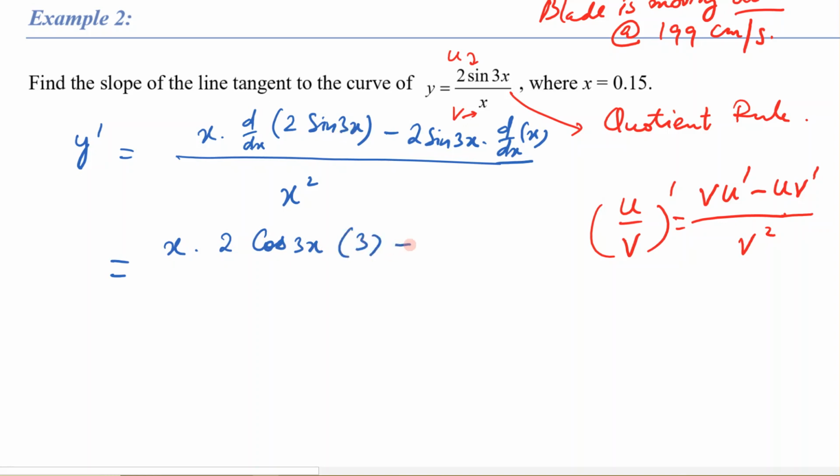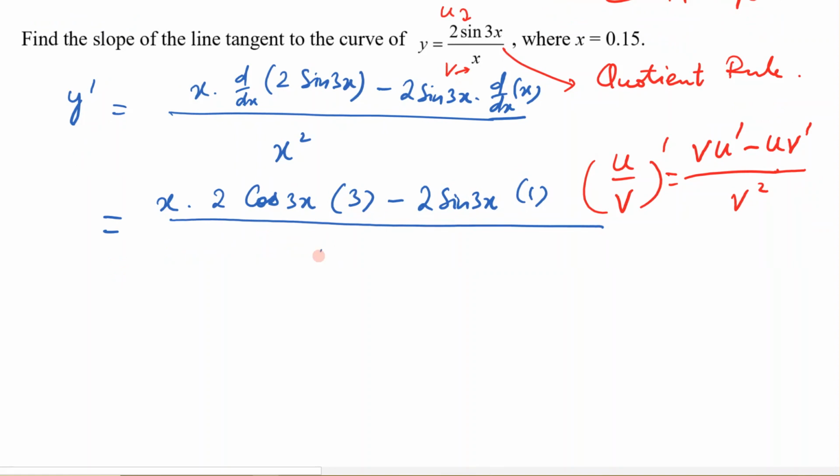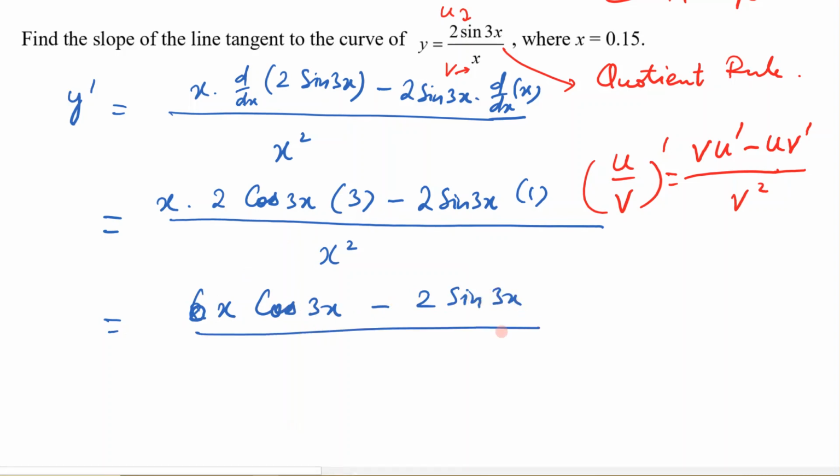So minus 2 sine 3x, and the derivative of x is just 1, divided by x square. And then we get 2 times 3 is 6x cosine 3x minus 2 sine 3x over x square. So this is our slope of tangent at any point.